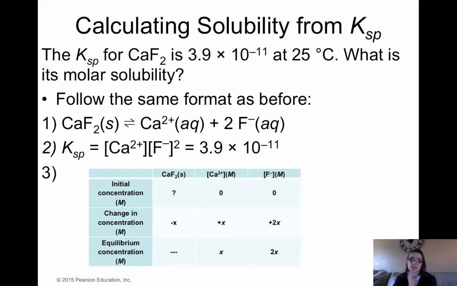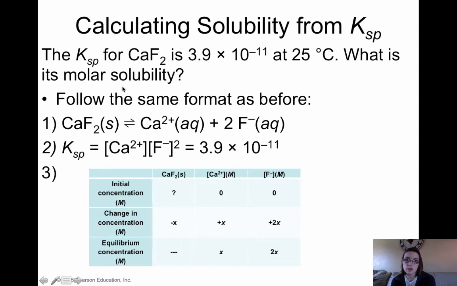So here's a quick example, and I know this looks like a lot of work, but we're going to talk through it. The KSP, the solubility product constant, this is the equilibrium constant, for calcium fluoride is 3.9 times 10 to the negative 11th. Now, KSPs can be found in Appendix D. So not only can you find the Ka and the Kb, you can also find KSP. The KSP for calcium fluoride is 3.9 times 10 to the negative 11th at 25 degrees Celsius. Remember, equilibrium constants are always the same number as long as you're at the same temperature. So what is its molar solubility?